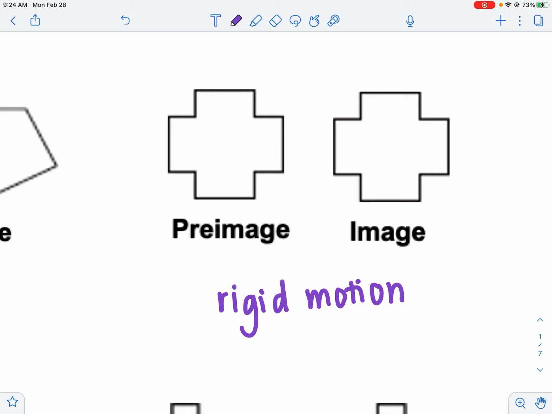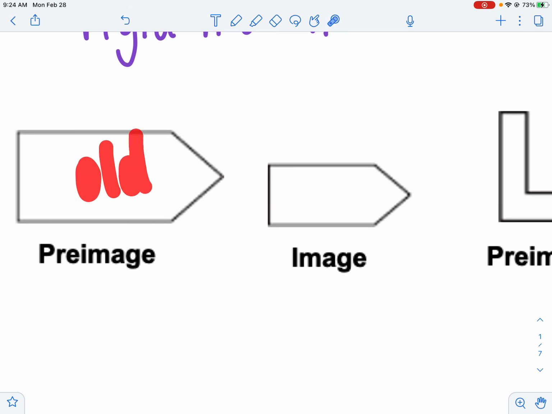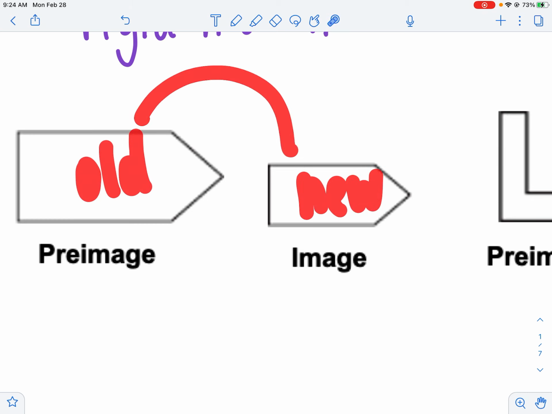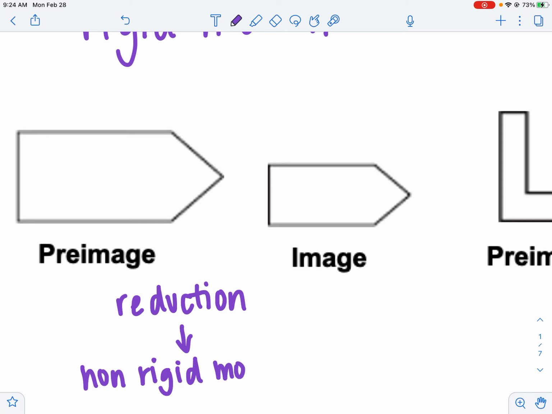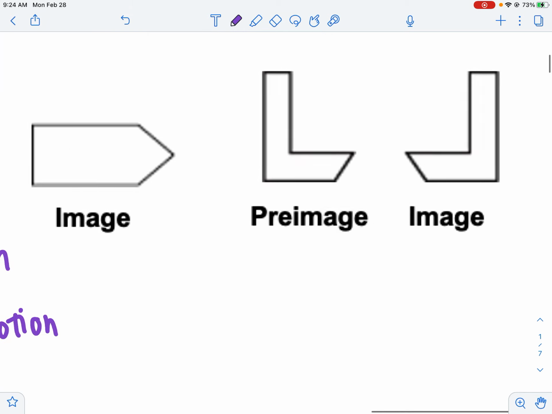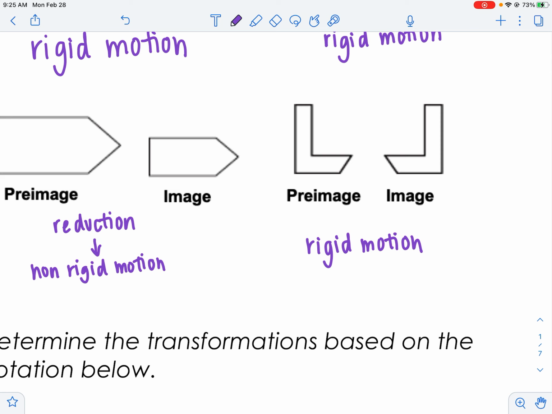And then taking a look at this next one, I go from my pre-image, old, to the image, which is new. I notice that it shrinks a little bit. That's a reduction, which means that it's non-rigid motion because it changes size. I'm going to give you a minute to look at that last one on your own. And hopefully you got that it was rigid motion. All that it did was flip over from one side to the other side. That was it. So that's rigid motion.